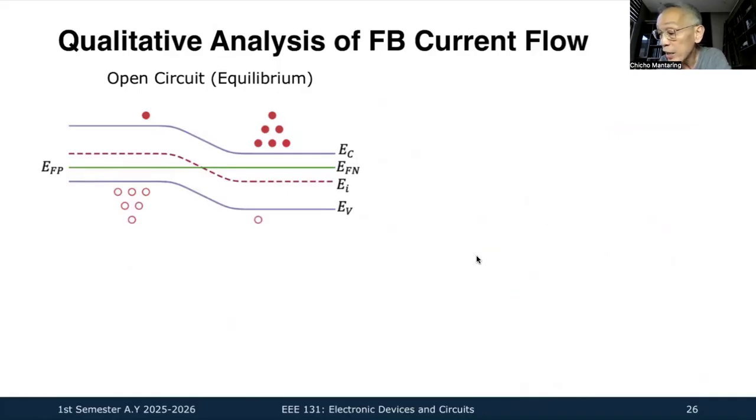I want to show you a qualitative analysis of the currents that will flow. So this is your open circuited PN junction. Your Fermi levels align. What are these? These are your electrons, and these are your holes. Let's take a look at electrons first. There are more electrons here than here. So the tendency is for electrons to diffuse from right to left.